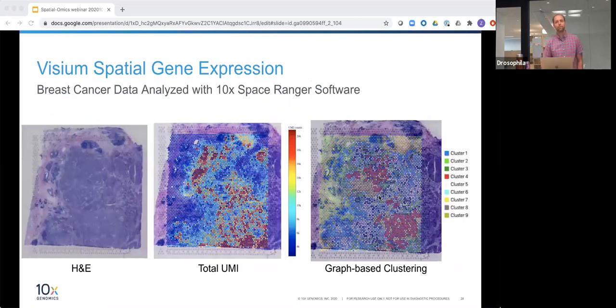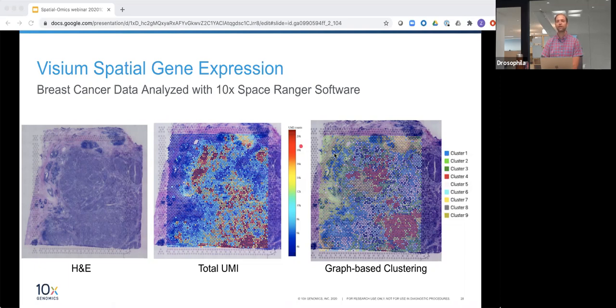So this is an example of a tissue we ran in house. This is a breast cancer tissue, and if you look on the left here, you can see the H&E image. One of the outputs of Space Ranger is this total UMI count, and so you can see within this tissue there are regions of very high gene expression where you're seeing greater than 20,000 UMIs per spot, whereas there's also regions of very low gene expression where you see less than 4,000 UMIs per spot. And it just shows you the heterogeneity within this tissue.